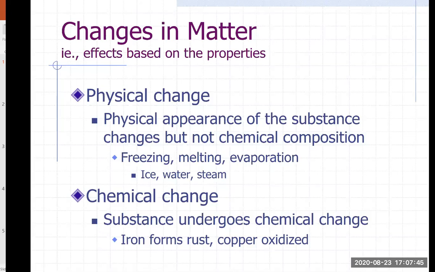With a chemical change, the substance undergoes a chemical change and forms a new substance. That's different than a chemical property, remember, because a chemical property means that a substance has the ability to undergo that change. With a chemical change, the substance has actually undergone that change.